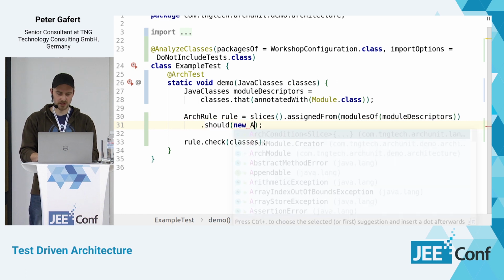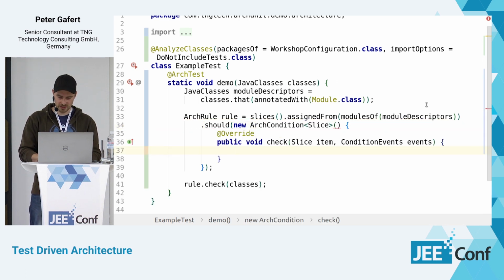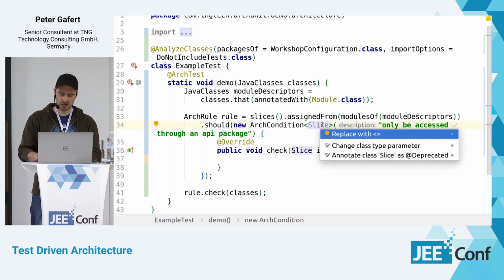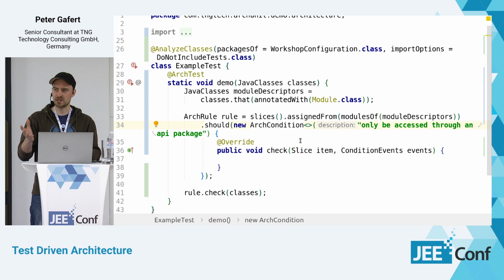So I could also write my own condition here and say, for example, should only be accessed through an API package or something like this, right? So I say, whenever you want to access me, please do it through an API package because this is our convention, for example. I mean, it could be a lot of different things.